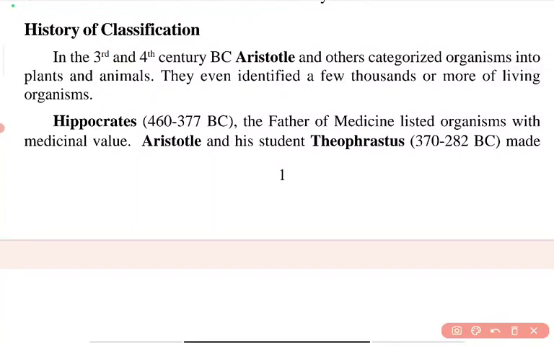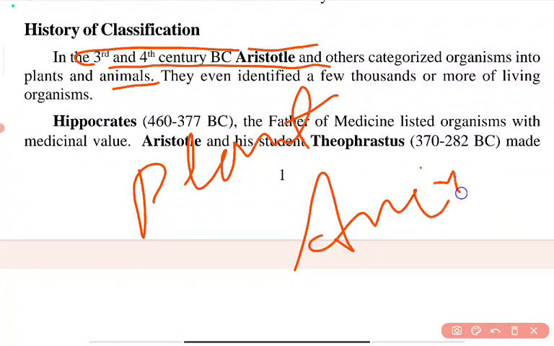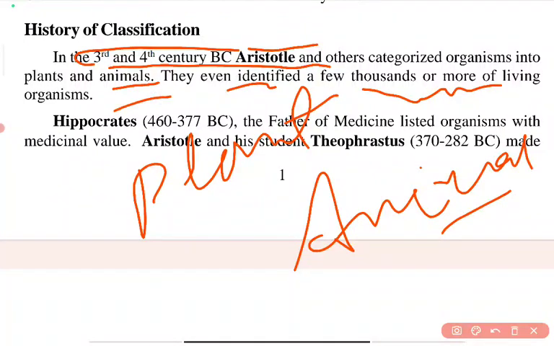In the 3rd and 4th century BC, Aristotle and others categorized organisms into plants and animals. This is important, and other important questions will come from here. First of all, organisms were classified into two groups. Which ones? The first is plant and the other is animal. With these two groups, they even identified a few thousand or more living organisms.